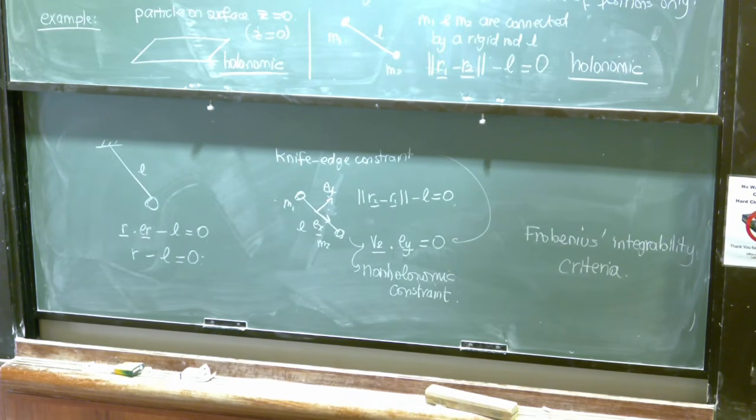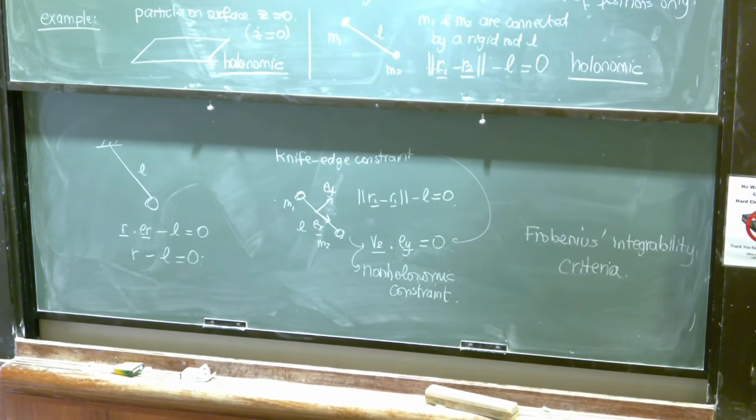So for example, if I have the same system here of one particle, a particle moving on a surface, the constraint acting on it is z equals 0. How can I write this constraint in the form above? Remember, it's just one particle here, so I'm just going to have the first term. What is it?